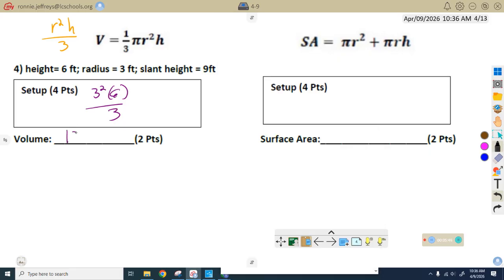All right, so 18 pi feet cubed. Six. Pi feet squared.